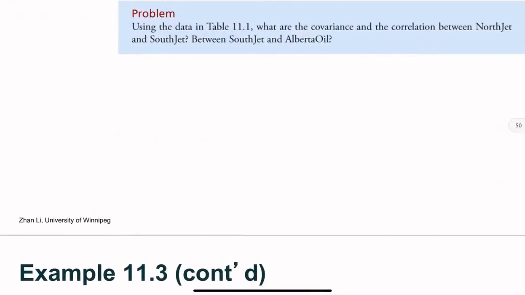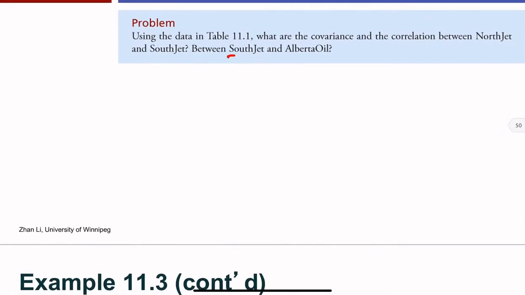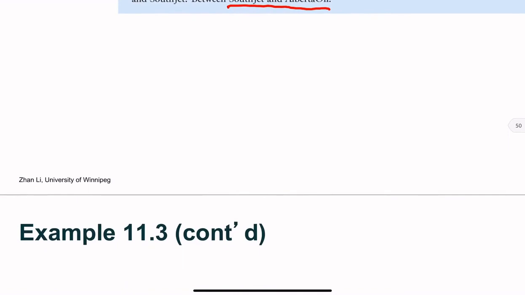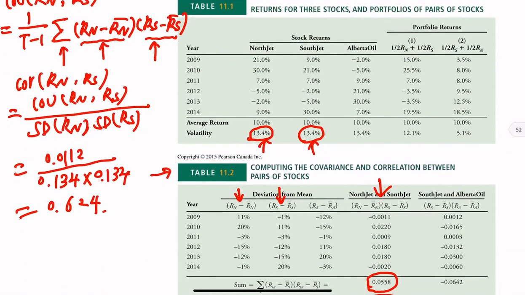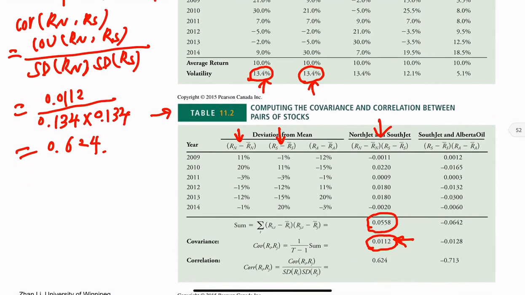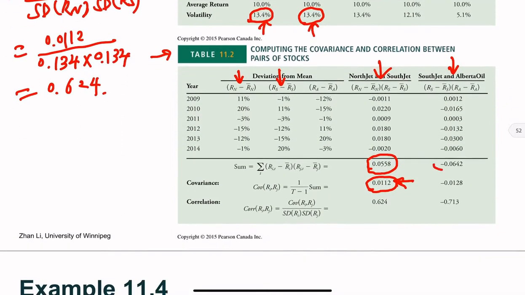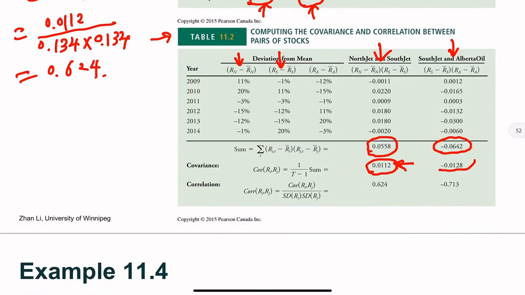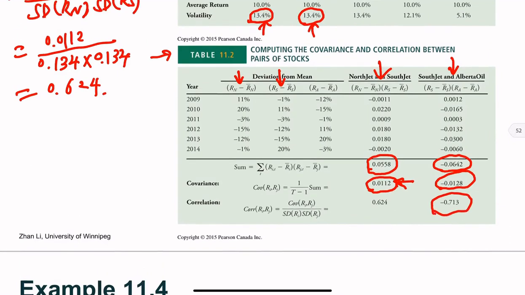It says you also need to calculate the covariance and correlation between South Jet and Alberta Oil. Well, the methodology is the same. The formulas we use are the same. So I will skip this step. I will just briefly talk about how you calculate South Jet and Alberta Oil's correlation. We have the same steps here. This multiplication, and then we sum up these values and get this negative value. And then we get the covariance. So after this, we get a negative correlation here.